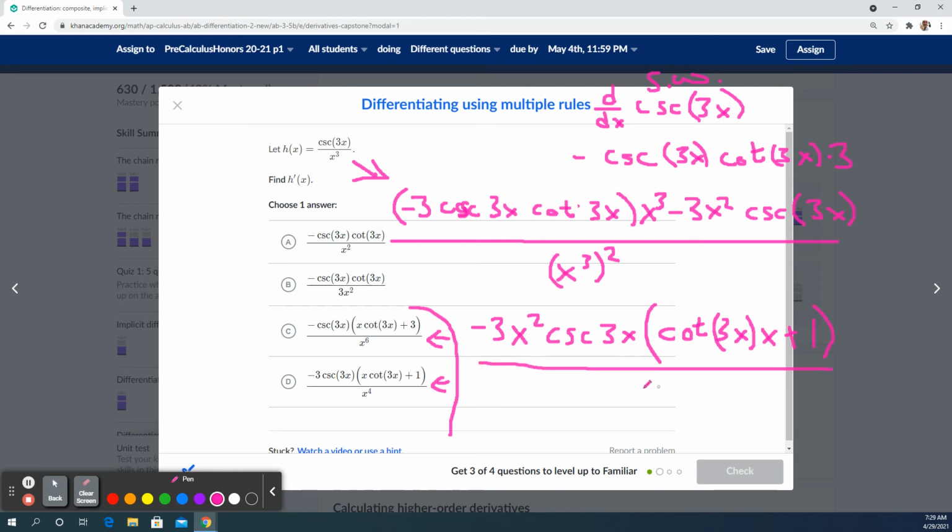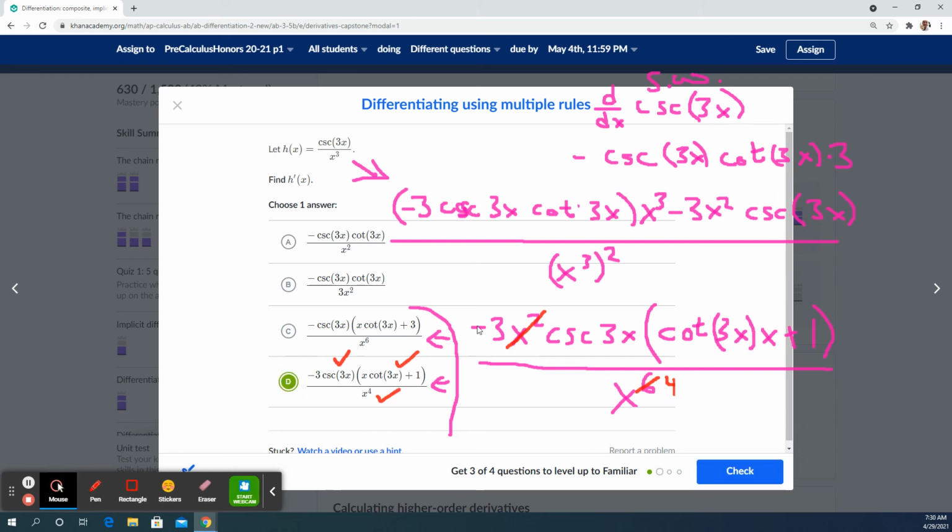And on the bottom is x to the 6th. And I bet a lot of students would really want to pick that x to the 6th right away. But we've got some reducing that we could do. So x squared goes into 2 of these, leaving x to the 4th. So negative 3 cosecant 3x, check, factored out. X cotangent 3x plus 1, check. X to the 4th, check.